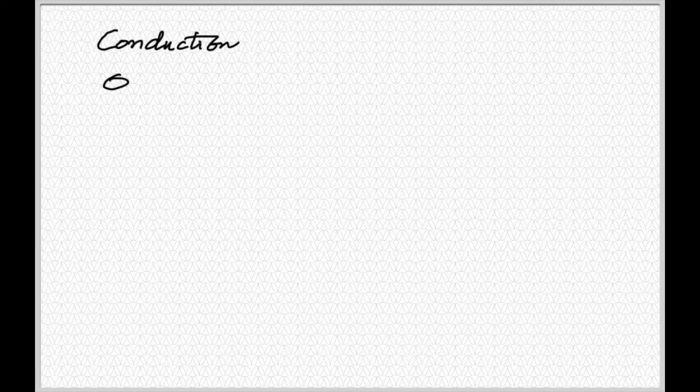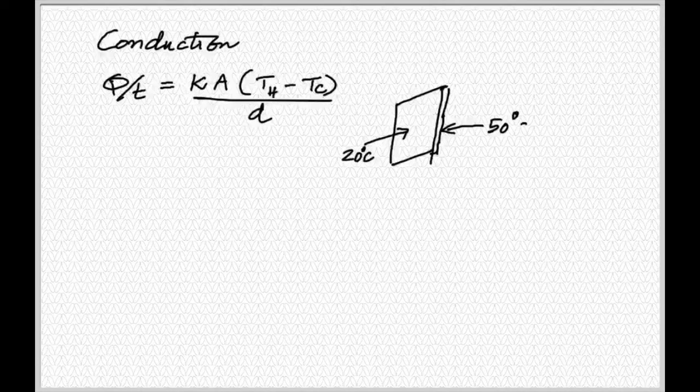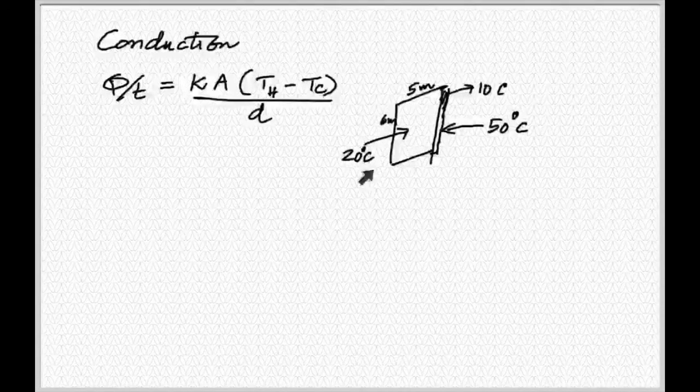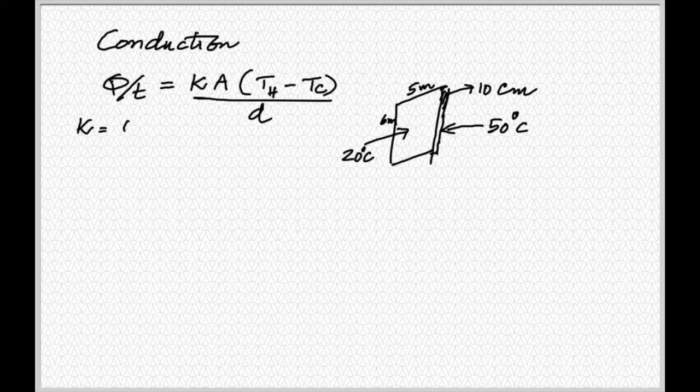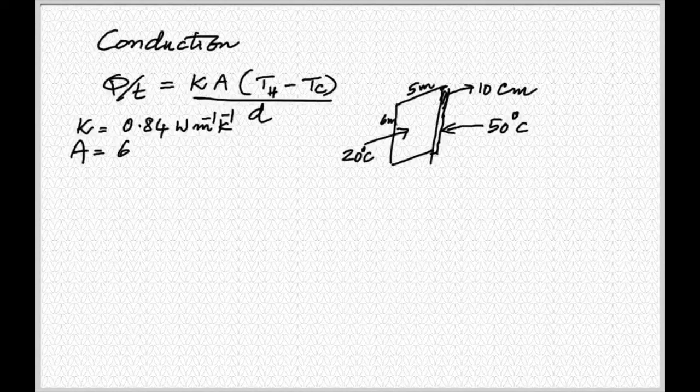And then we have conduction. Heat transfer by conduction is given by the formula Q by t is K A (TH minus TC) by d. Now I want to show you what these terms stand for with a simple example. Let's say you have a material in the form of a rectangular slab. The length is 6 meters, the width is 5, and the thickness is 10 centimeters. The K for the material is given. It's called the thermal conductivity.